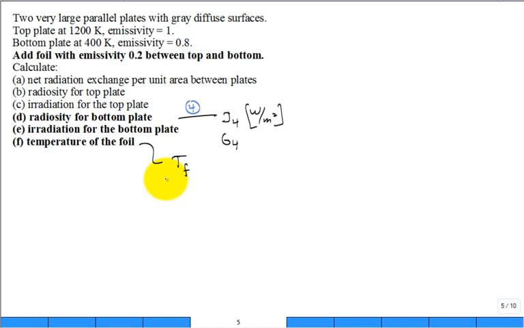So can I take a break and watch and see how you do on this? I'll give you a couple seconds, organize your thoughts. I'll walk around the room and see. How would you solve for J4? How would you solve for G4? How would you solve for the temperature of the foil?